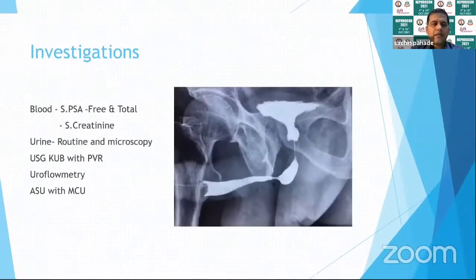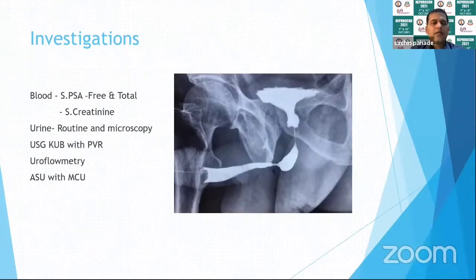After seeing the patient and giving the treatment, you need to advise some investigations to know exactly what is happening with the patient and what the diagnosis would be. Investigations would be to do a PSA, free and total PSA. Free and total PSA is very important because sometimes when the PSA is in the gray zone, say between 4 and 10 nanograms per deciliter, then the free to total PSA ratio comes into play, which tells us whether a biopsy is required or not.